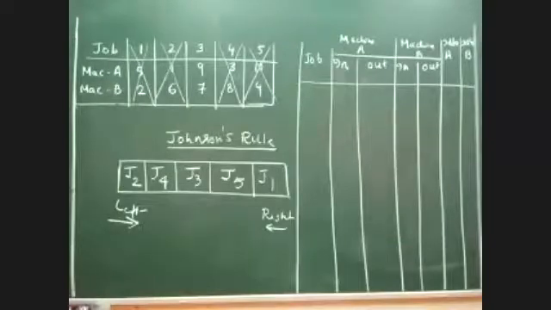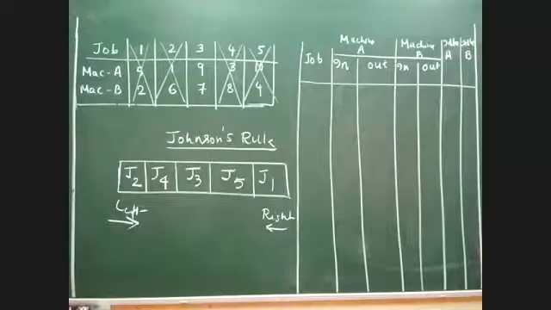The first column should be your job. Again, in machine A there are two columns, in and out, and machine B, in and out, and finally the idle time of machine A and idle time of machine B. Okay, this is the template you have to follow whenever you have a sequencing question. Now, let's start solving the problem.